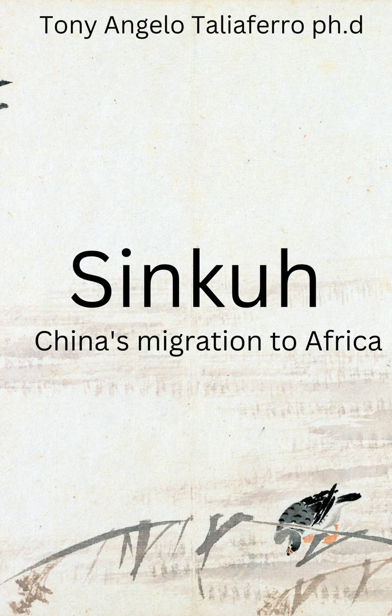They established trade networks and communities in various parts of Africa, including the Swahili coast, the Red Sea, and the Indian Ocean. These Chinese merchants traded a wide range of goods, including silk, porcelain, tea, and weapons, for African goods such as ivory, gold, and exotic animals.